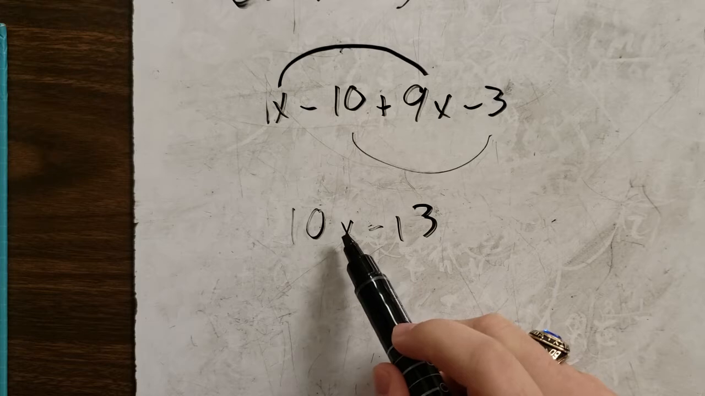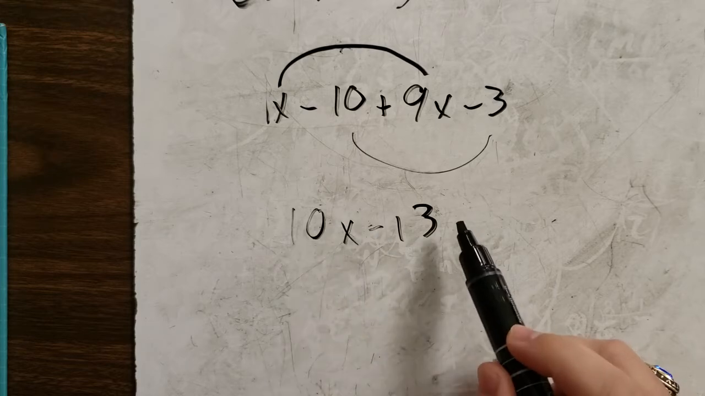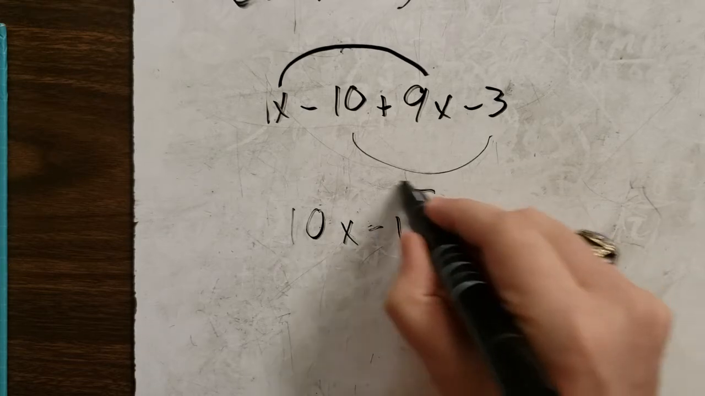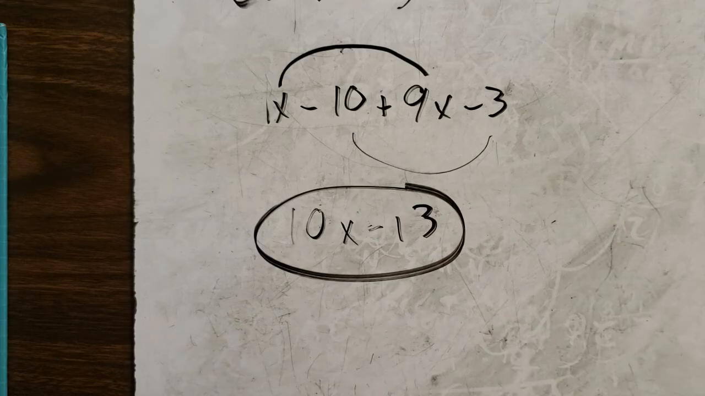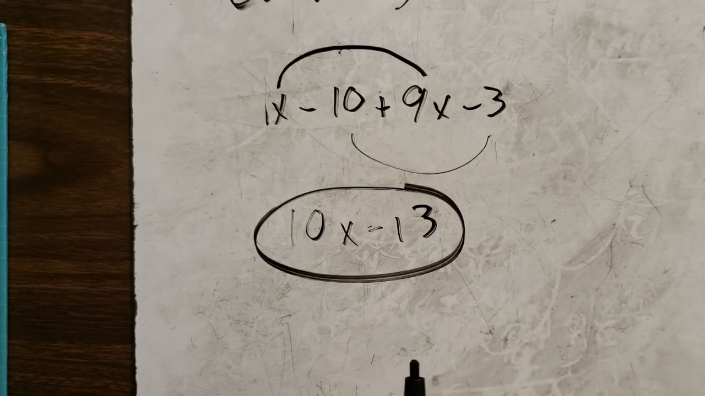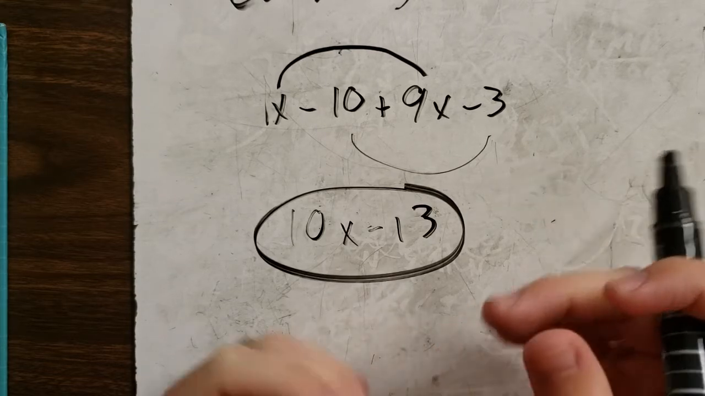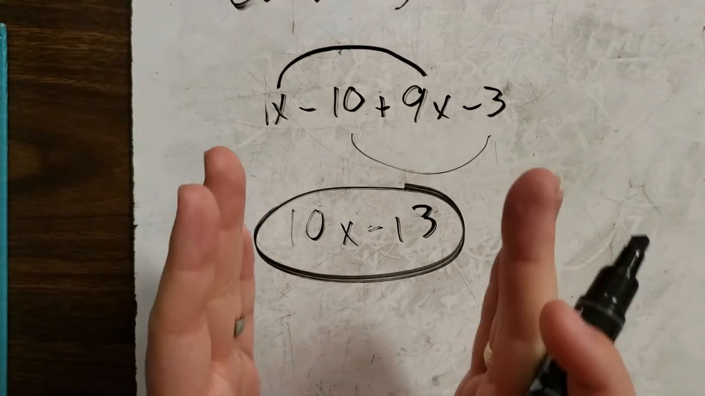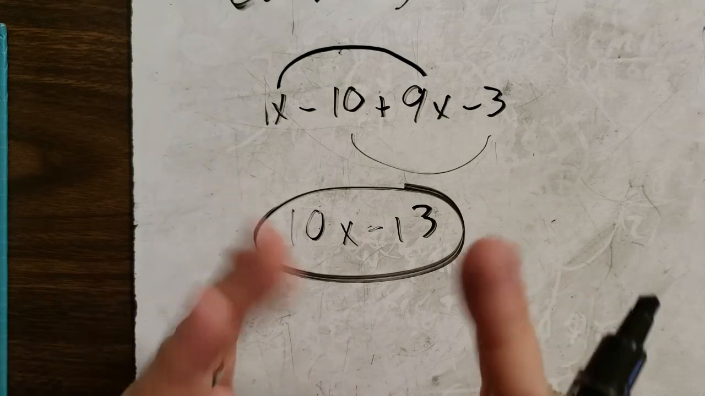Now, because this 10x has your x here, and the 13 does not, your problem is finished. You cannot do any more. You cannot combine those two terms. It must stay the way it is. You are simplifying. You are not solving. If you were solving, you would finish the equation. But if you're just simplifying, you're just trying to narrow it down to as small as you can.